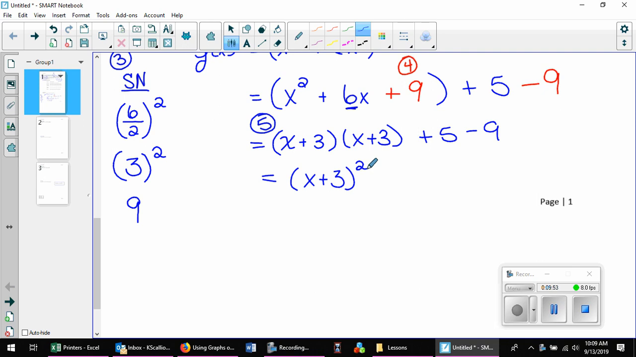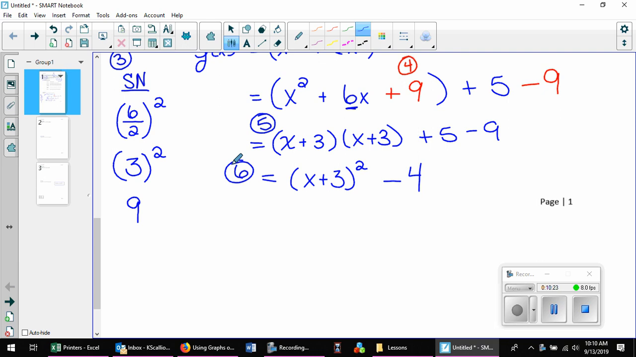Okay. And then I think step 6 says, okay, so I didn't finish step 5. Step 5, I need to simplify. So positive 5 minus 9. And step 6 is you're now in vertex form. Okay. We're going to practice this, and I'm going to teach you some tips and tricks.